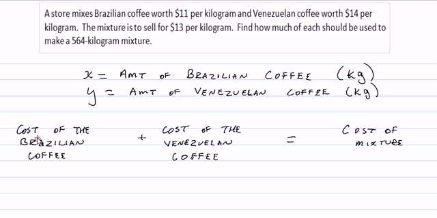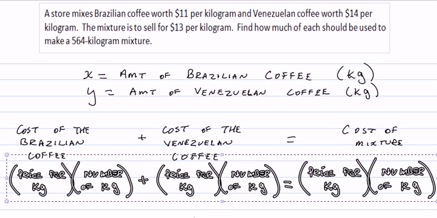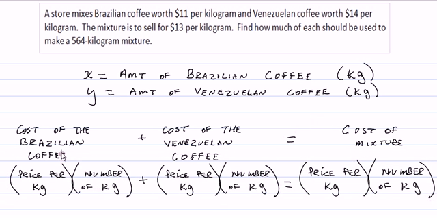We're saying that the cost of the Brazilian coffee plus the cost of the Venezuelan coffee, those two added together, should give us the cost of the mixture, since we're mixing these two coffees together. And how do you find out how much each of these costs? Well, the cost of anything like this, you take the price per kilogram times the number of kilograms.